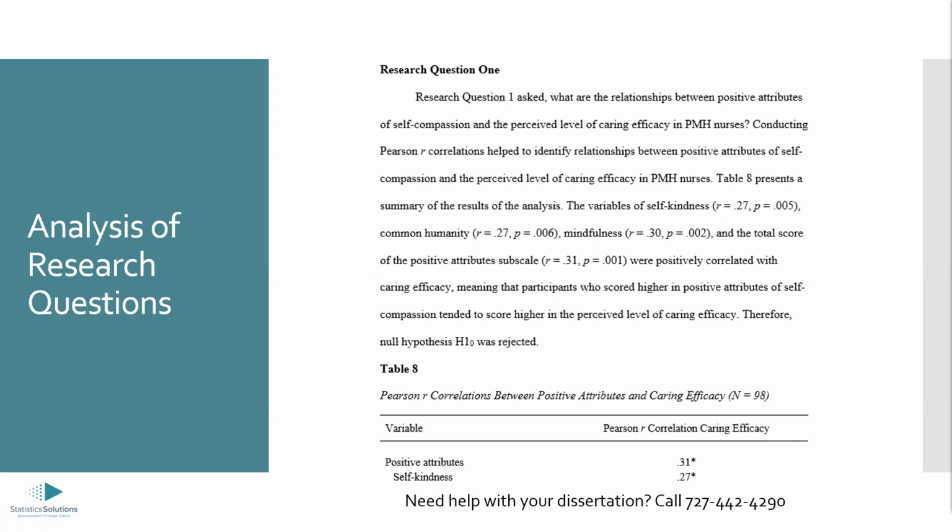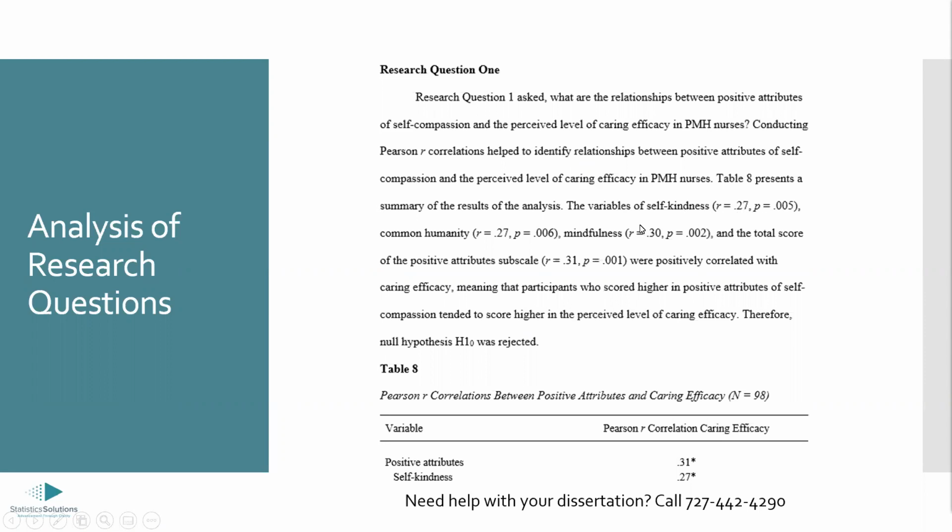Here's another example. This time we're looking at correlations. So again, we have this organized by research question. We actually restate our research question. We say we're conducting Pearson correlations to answer the research question. We state what our variables are in this analysis. And then we present our correlation coefficients. So in our narrative here, we present our Pearson correlation r, as well as the p-value associated with that correlation.